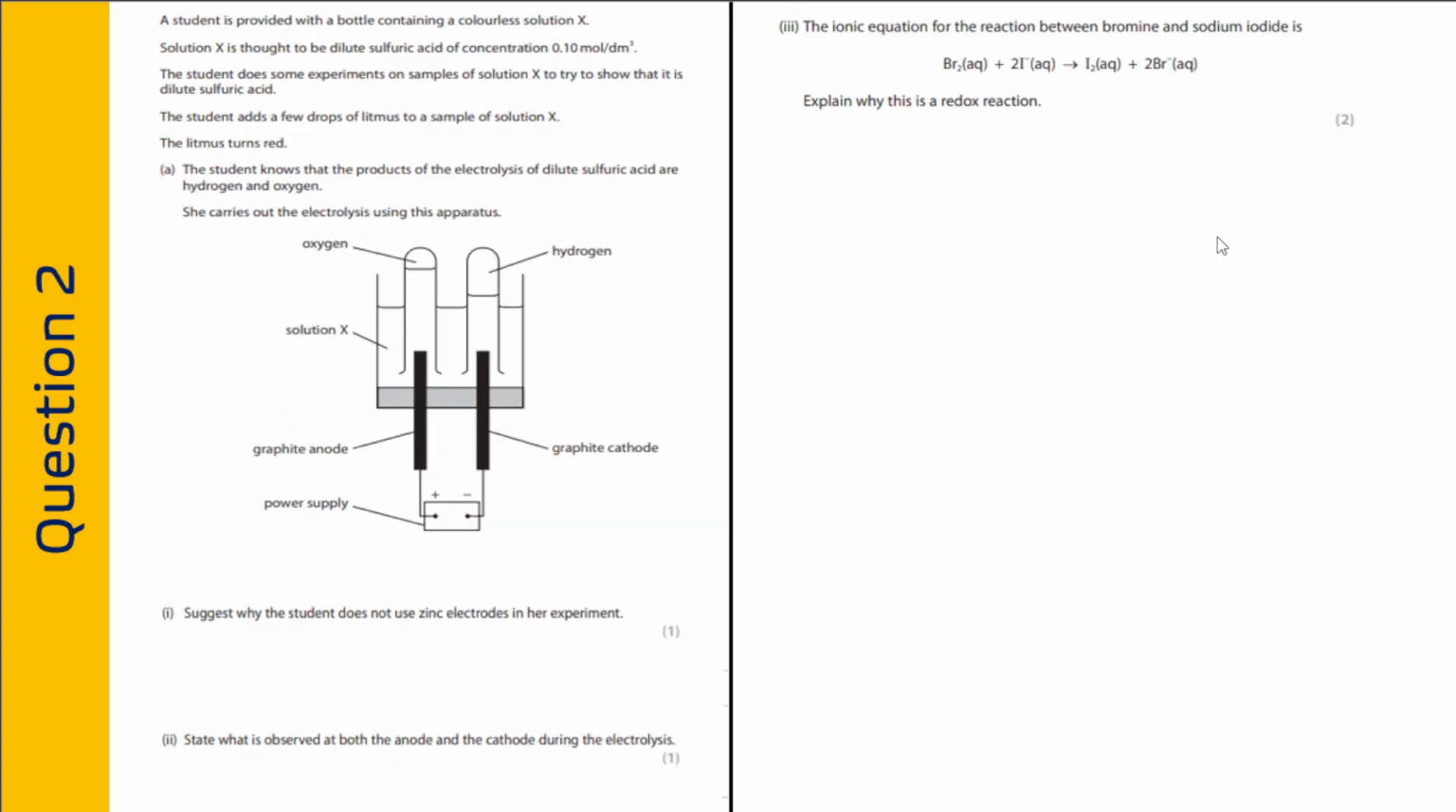Alright, next question. A student is provided with a bottle containing a colorless solution X, and there goes this question. Why does the student not use zinc electrodes in her experiment? The reason why she doesn't use zinc electrodes is because we're going to test out dilute sulfuric acid, and if we use zinc electrodes, they are going to react. So we can say that she does not want zinc to react with sulfuric acid. Okay, so that should be your answer.